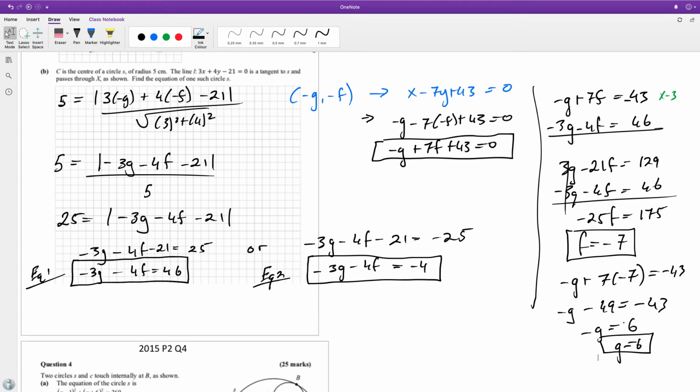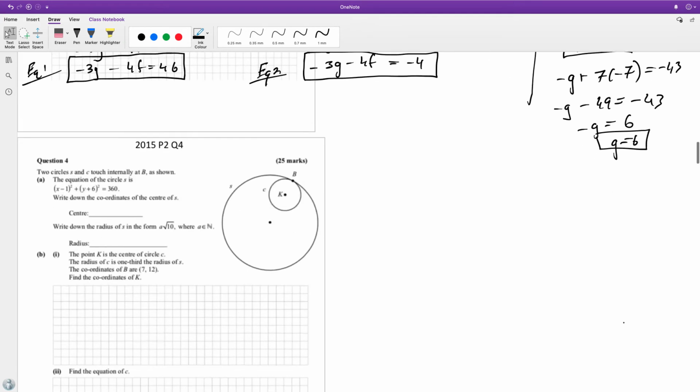Minus 7 and 6, or depending on which one you pick. Is that alright? So there's a nice bit of work on that. It's a good little question to do. Right, we'll do one more of these so we jump into a bit of probability, alright? We'll do 2015 paper 2 question 4.